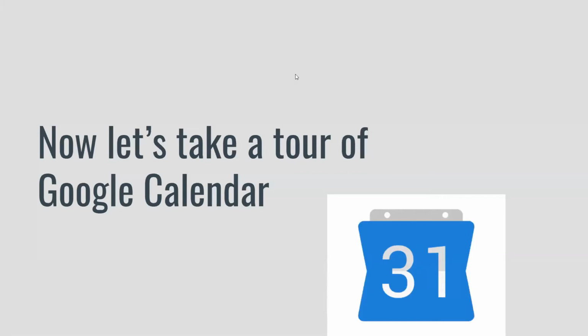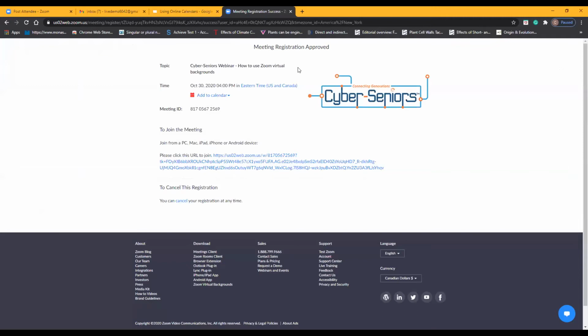So now we're going to do a live demo on using Google Calendar. And I'll be showing you how to add a Cyber Seniors meeting to your calendar. Okay, so I hope everyone can see my screen. So this is a meeting that I've just registered for, so I can show you how to add it to your calendar. So here you can see a button saying add to calendar.